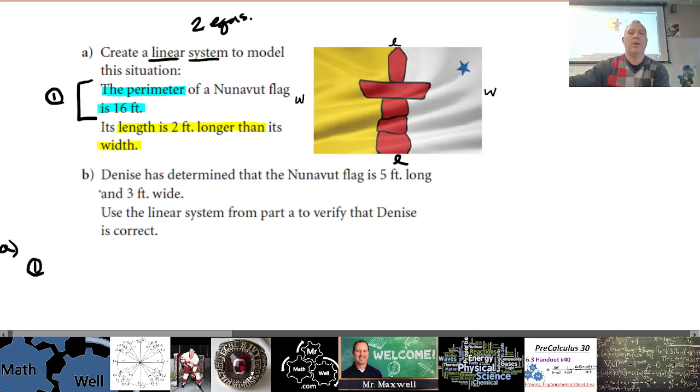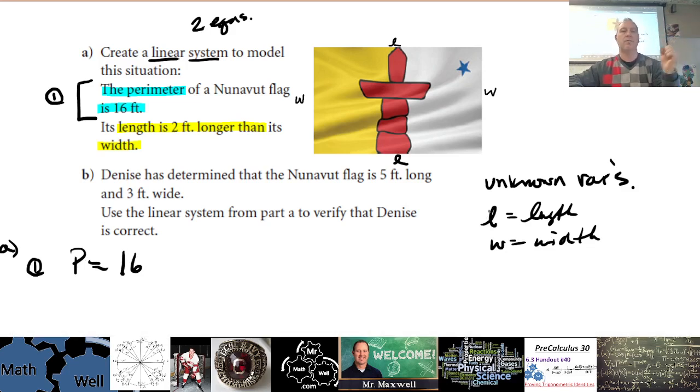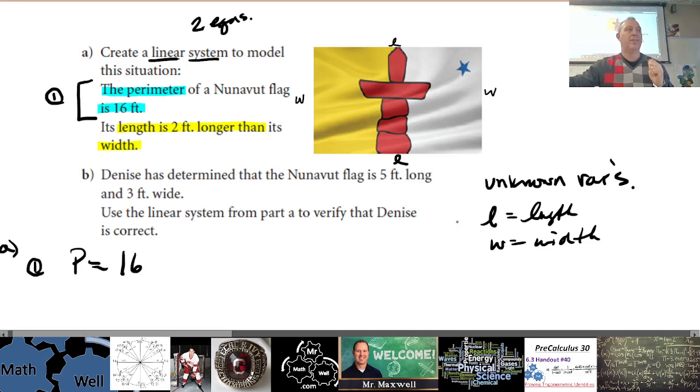Now, remember what we did first of all, is we identified, hey, what are the unknown variables involved, right? So that's going to be length and width. So if you say P equals 16, we're not including any of the variables that we're going to involve in the question. So a good place to start, yeah, P is 16, but how can we make an equation that involves W and L? How can we turn this into an equation that has W and L in it? 2W plus 2L equals 16.